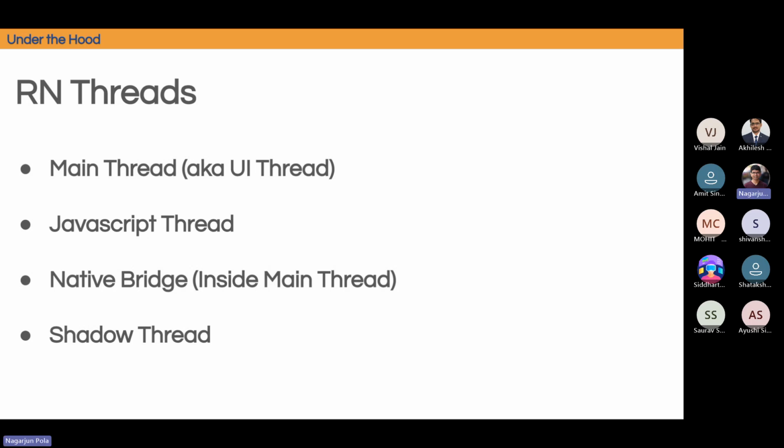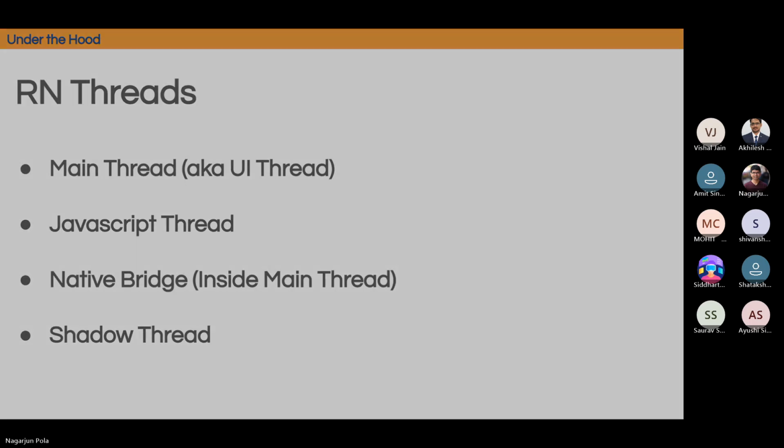And the JavaScript thread is the one that React Native uses, and all the JavaScript calculations happen in this. Native Bridge, we will discuss what Native Bridge is. This is a program which is running inside the main thread, and we'll see what it does, okay? And the Shadow Thread. So a few years back, React Native introduced the Shadow Thread, whose purpose is to ease the task of the main thread. So the bulk of the work was being done by the main thread in order to render the UI. So that work gets divided between the Shadow Thread and the main thread, so that the app is more responsive and the UI is smooth to interact with. So that is the Shadow Thread. We'll go through each of these.